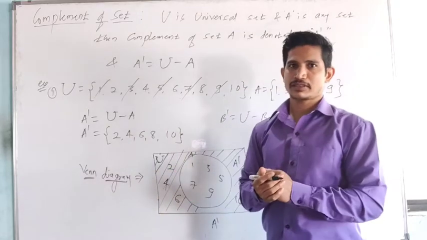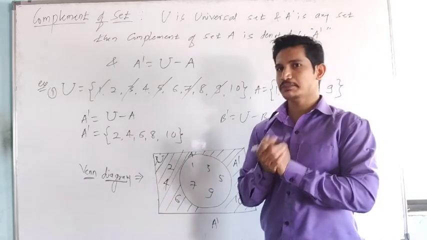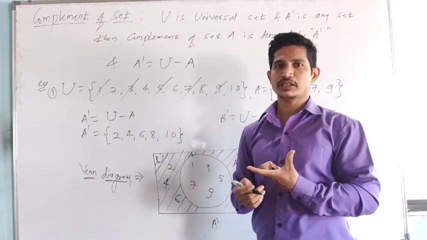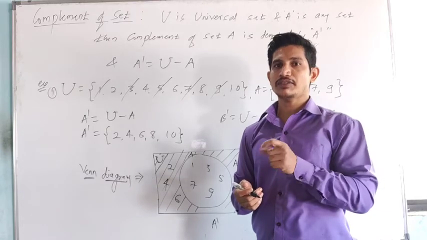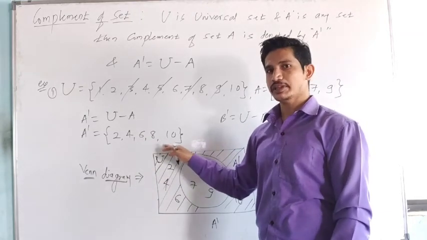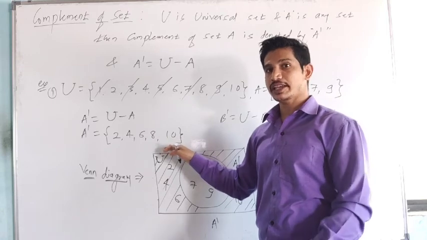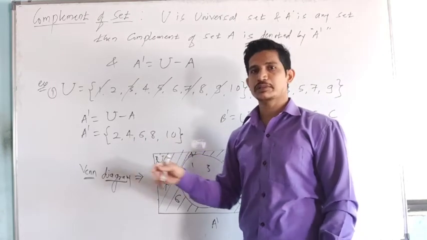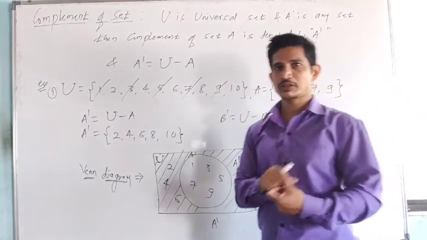In simple words, complement means all the elements of A will not come. All the remaining elements of the universal set, leaving out the elements of A, is called the complement of a set.